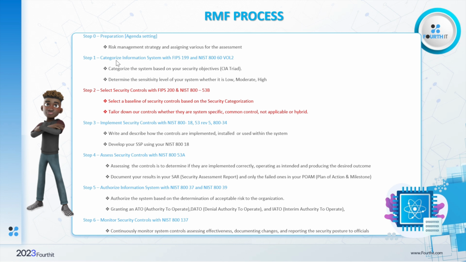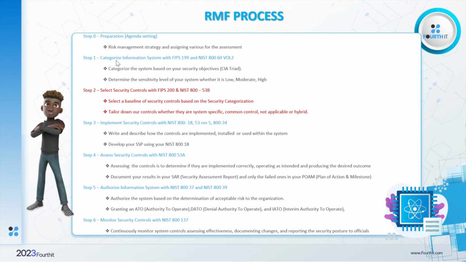Then we move to the next stage, that is the implementation stage. During the implementation stage, this is where we put together our whole SSP. Now, we use our NIST 800-18 as a guide for our SSP. Then we write an implementation statement using our NIST 800-53 revision 5. And this is where we write how the controls are supposed to be implemented, installed, and used.